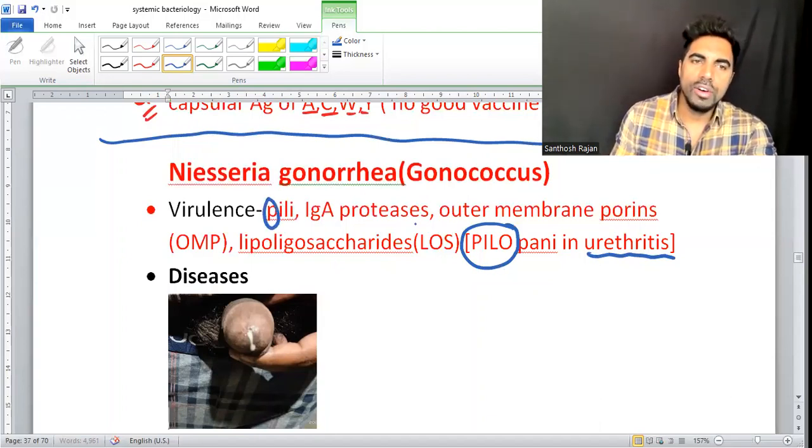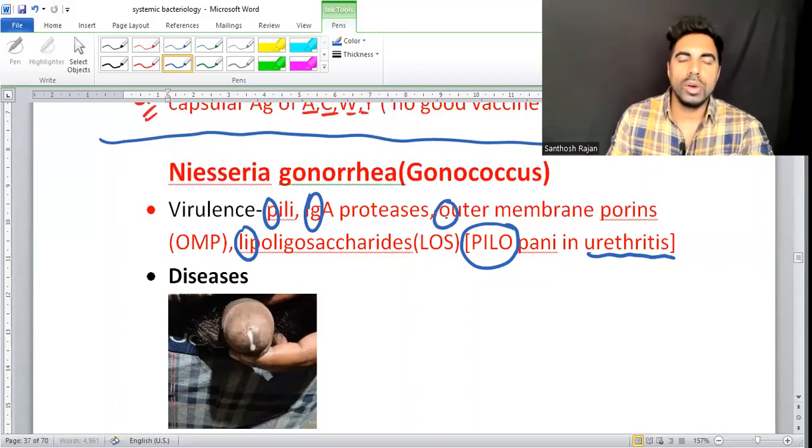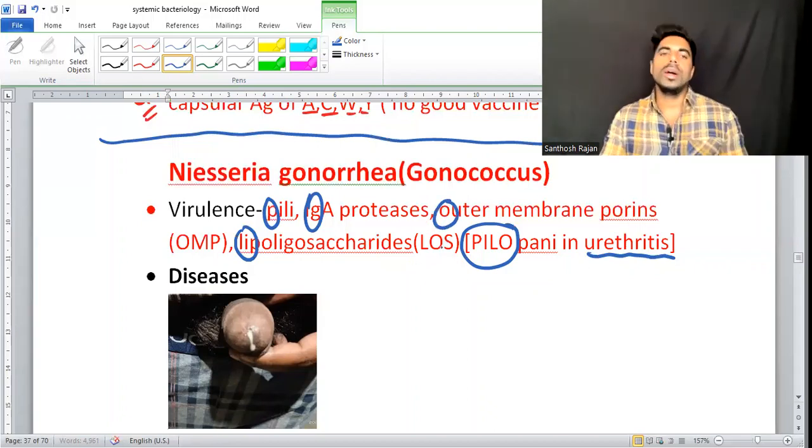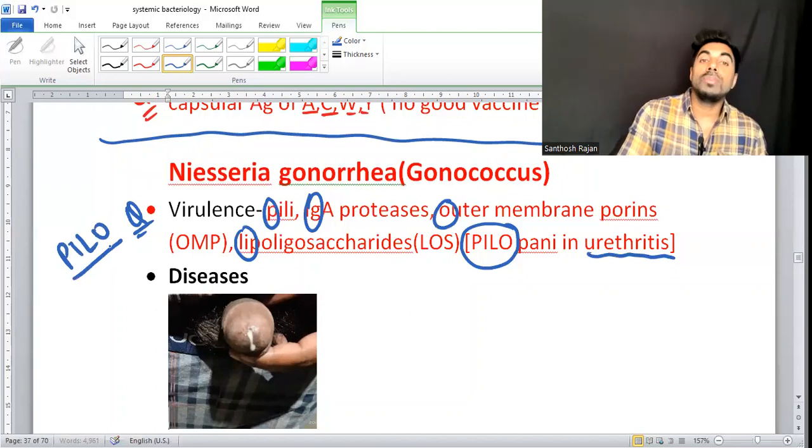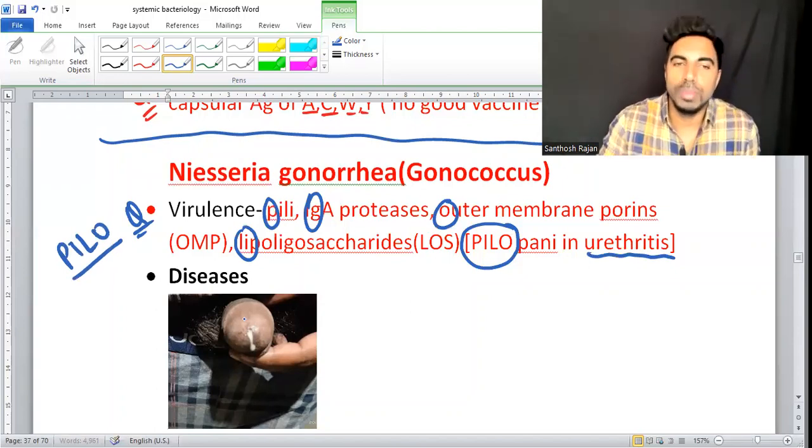P for pili, I for IgA protease, L for lipooligosaccharide, and O for outer membrane porins. These are the important virulence factors. This question is asked. So that's why the shortcut is: after gonococcus urethritis, drink water. Okay.